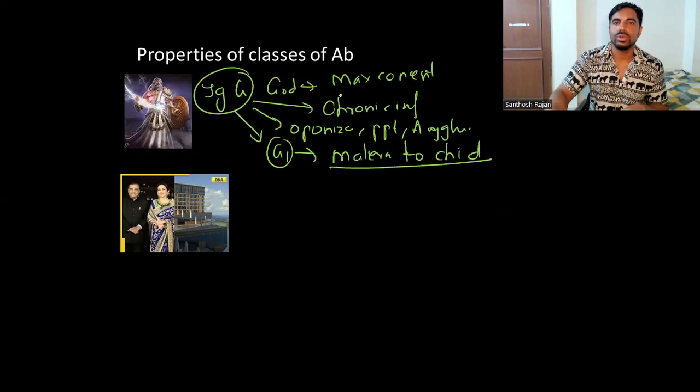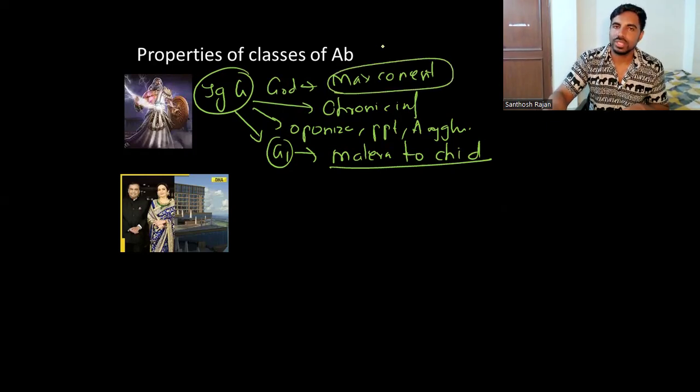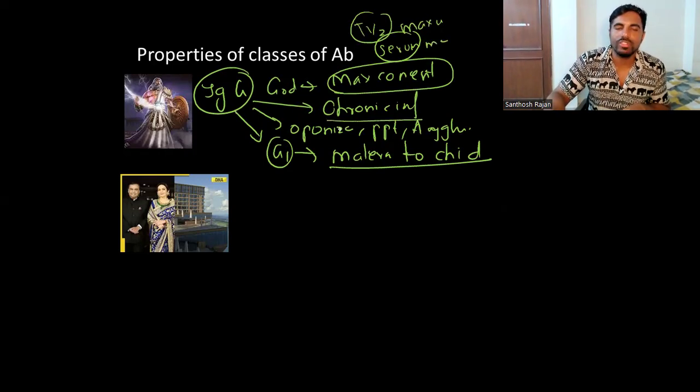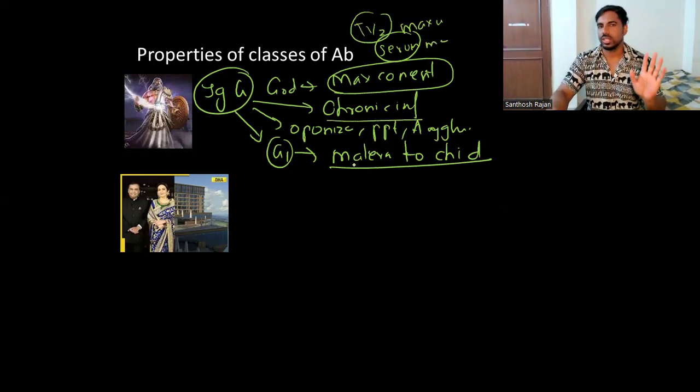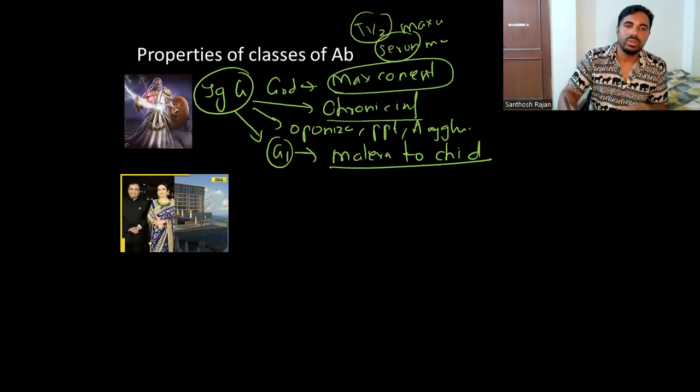That's very important. So maximum serum concentration, maximum half-life, chronic infection, opsonization, precipitation, agglutination. This is common. This one is IgG.